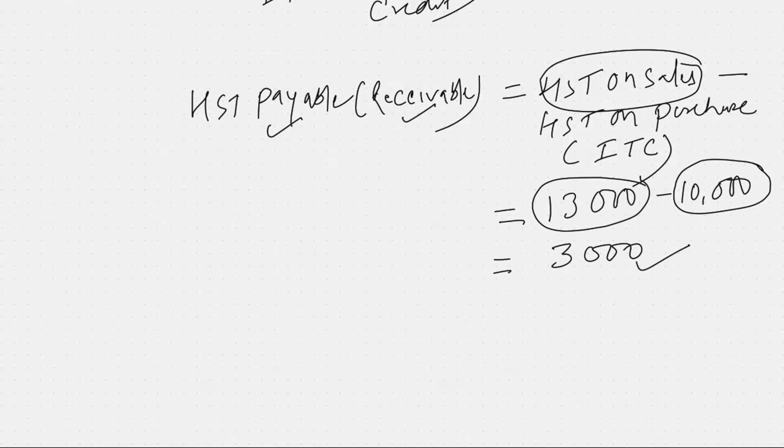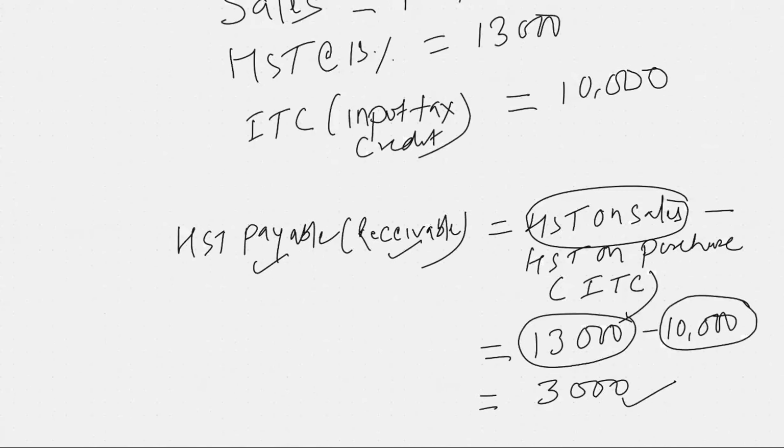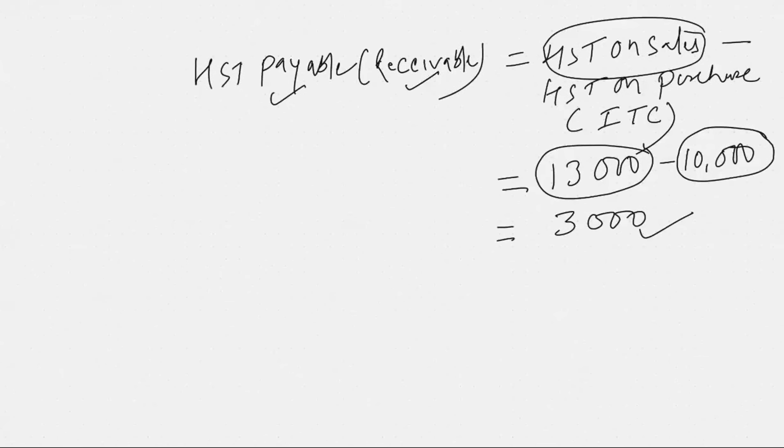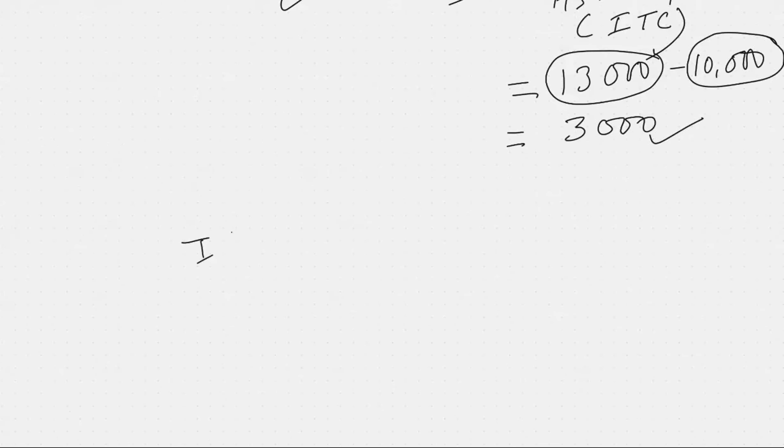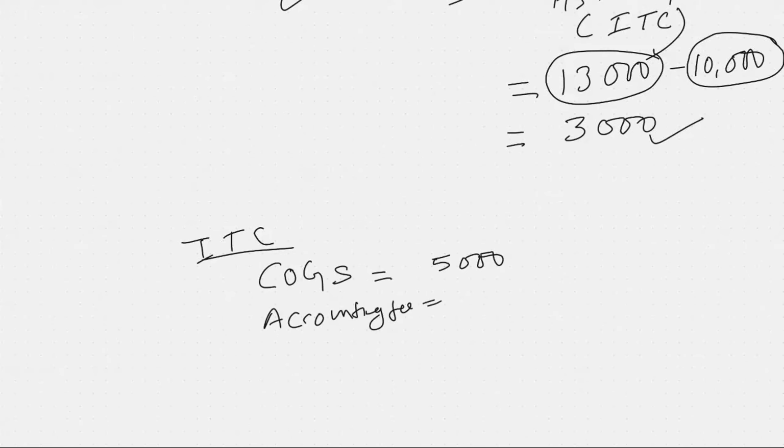Now the most important thing: how to calculate the ITC. Suppose sometimes there will be the cost of goods sold. Suppose the HST paid in the cost of goods sold might be 5,000. There might be accounting fees, where the HST you paid is, let's say, 1,300. Then what will be the other one? Utilities.